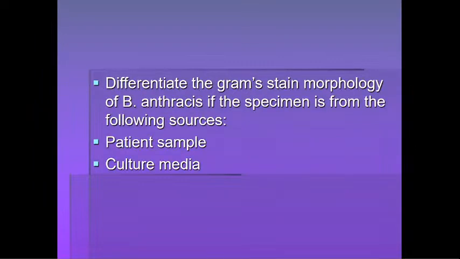Now, differentiate the gram stain morphology of Bacillus anthracis if the specimen is from a patient sample or culture media. If an isolate came from patients, it usually appears encapsulated. But if it's from a culture media, like when you're subculturing it, you'll see the bamboo pole or the boxcar appearance.